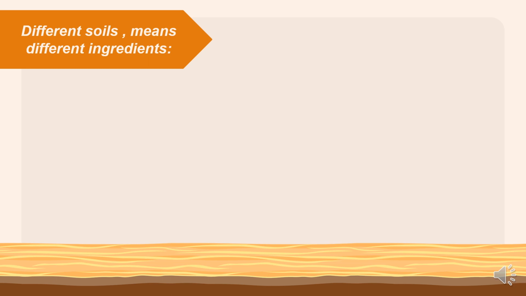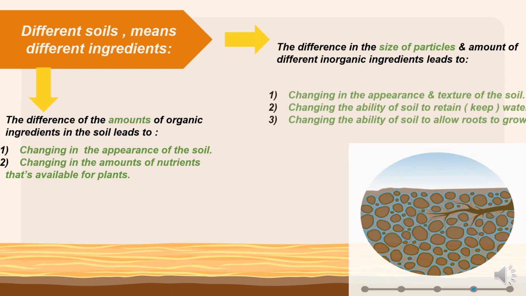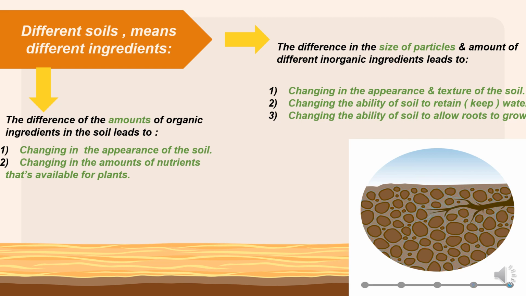As primary 6, different soils means different ingredients. As we said before, each soil has its own composition and has its own characteristics. So the difference in size of particles and the amount of different inorganic materials may lead to change, number 1, in the appearance and texture of the soil, and also change in the ability of soil to retain or to keep water, and also it may cause change in the ability of soil to allow roots to grow through it.